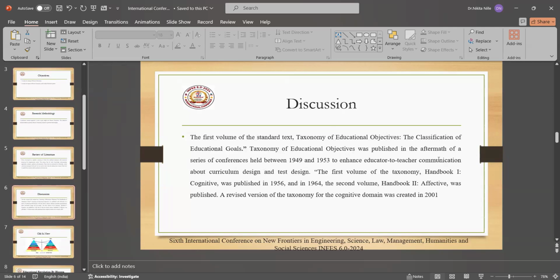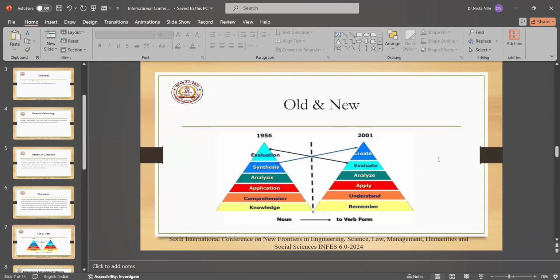Getting over to the discussion, the actual framework. The first volume of the taxonomy, the classification of educational goals, was framed from 1949 to 1953 to enhance educator to teacher communication about curriculum design and test design. The first volume of the taxonomy handbook was about the cognitive domain, published in 1956, and then it was revised with the second volume in 1964, which talks about how the taxonomy works. So this is the old and the new version, which started with knowledge, comprehension, application, analysis, synthesis, and evaluation.